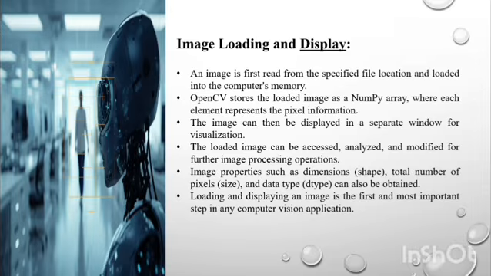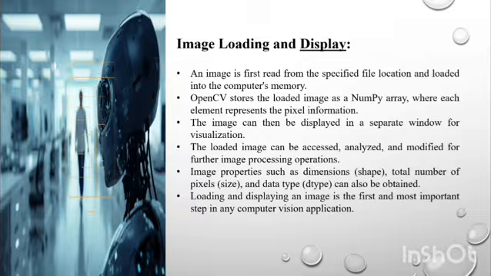Image loading and display. Image loading is the first and most important step in any computer vision application. Initially, the image is read from the specified file location and loaded into the computer's memory. Once loaded, OpenCV stores the image as a NumPy array where every pixel contains color information. This image can then be displayed in a separate window for visualization.